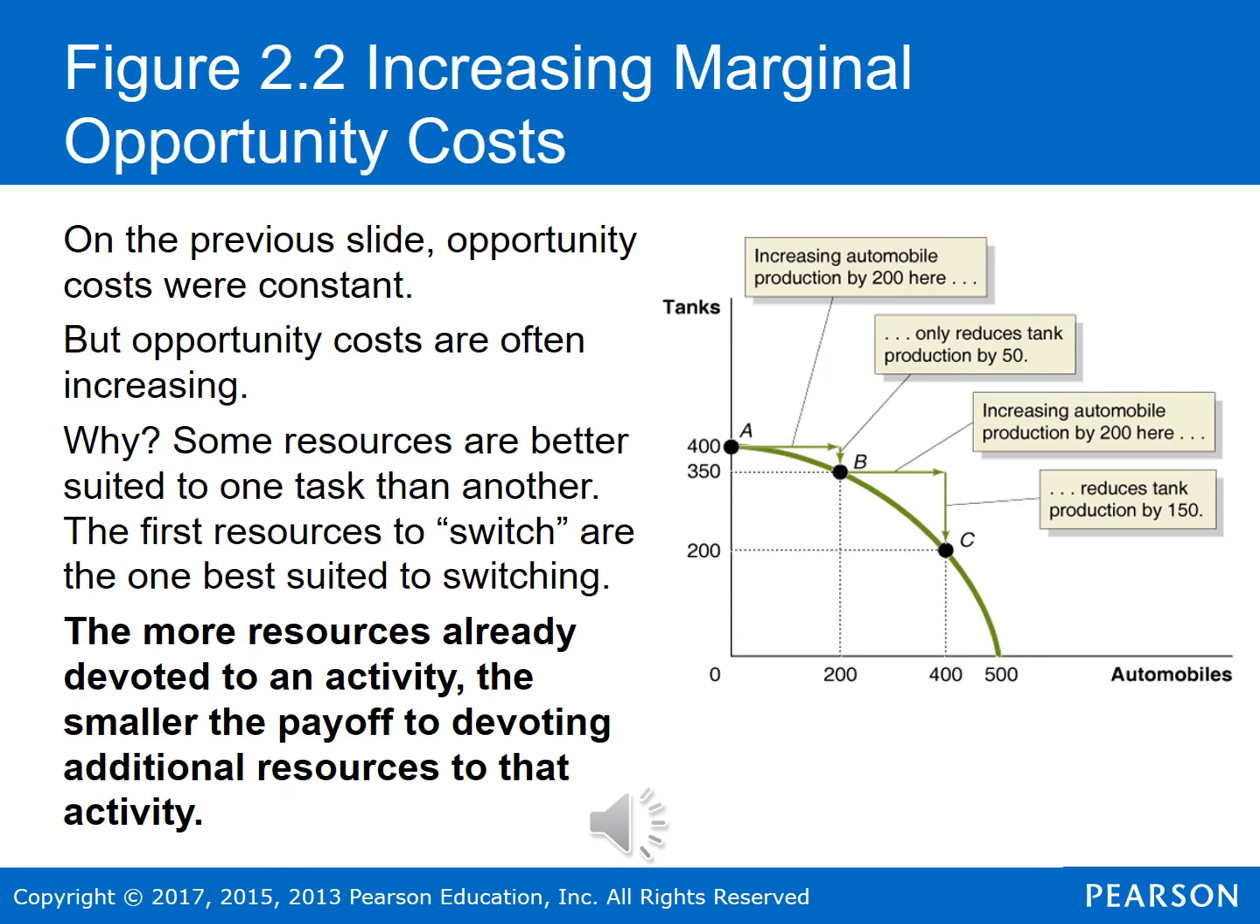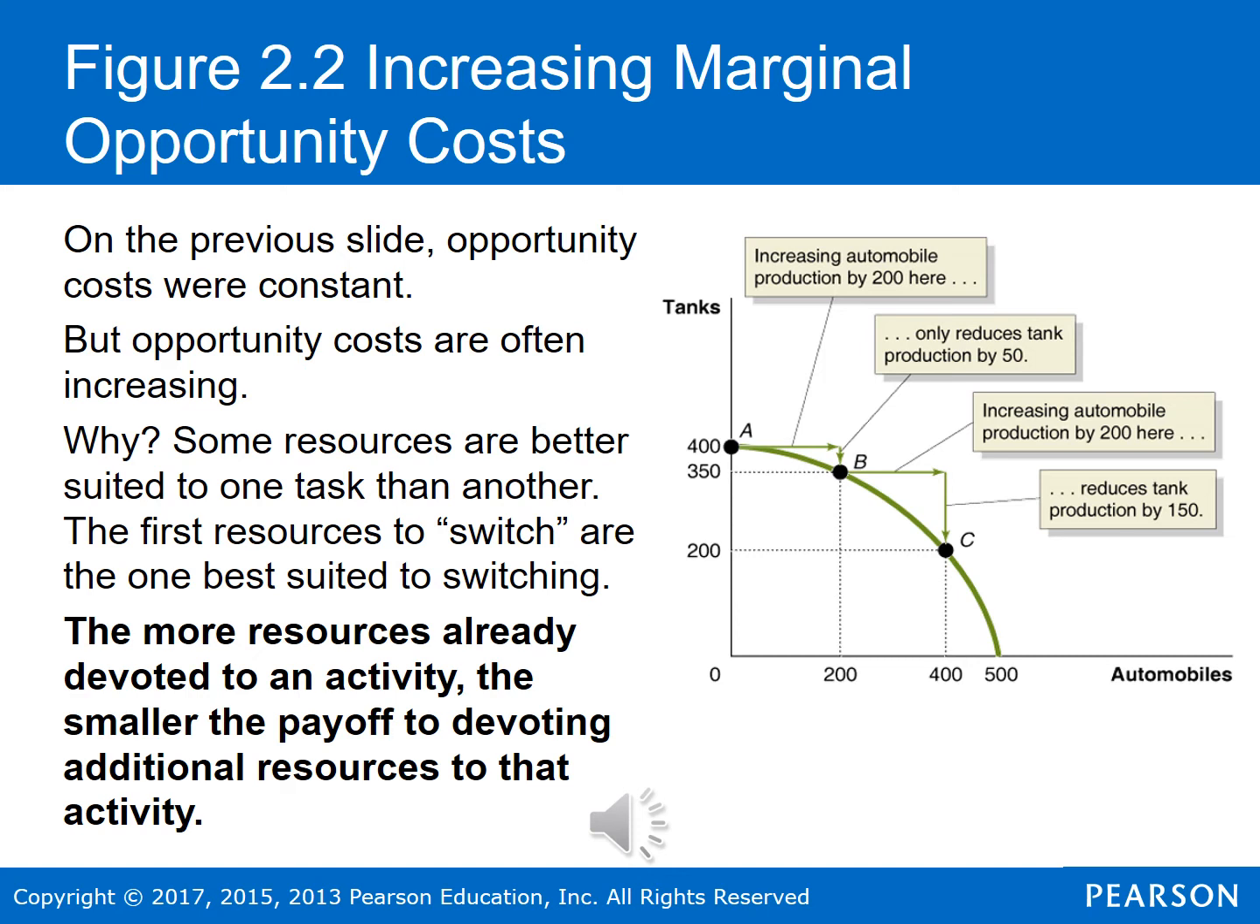And devoting resources to produce both goods, both automobiles and tanks, results in the economy being at one other point along the production possibilities frontier. So again, remember this. Notice that this is bowed out. This is a curve instead of a straight line because of that opportunity cost that's not being constant between each unit. So for example, if you want to increase automobile production from 0 to 200, so that's moving from point A to point B, the economy has to give up only 50 tanks.